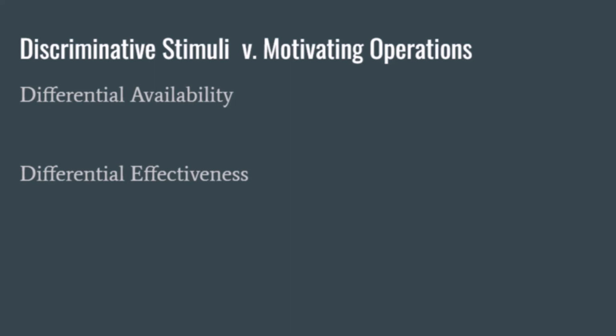A behavior is more likely to occur in environments where the SD is available, such as gas in a car, and a motivating operation will drive it: how much and how often we want to go somewhere, or to what extent and how often we want to go somewhere. If a discriminative stimulus is not available, the motivating operation can still affect a behavior if it is strong enough.